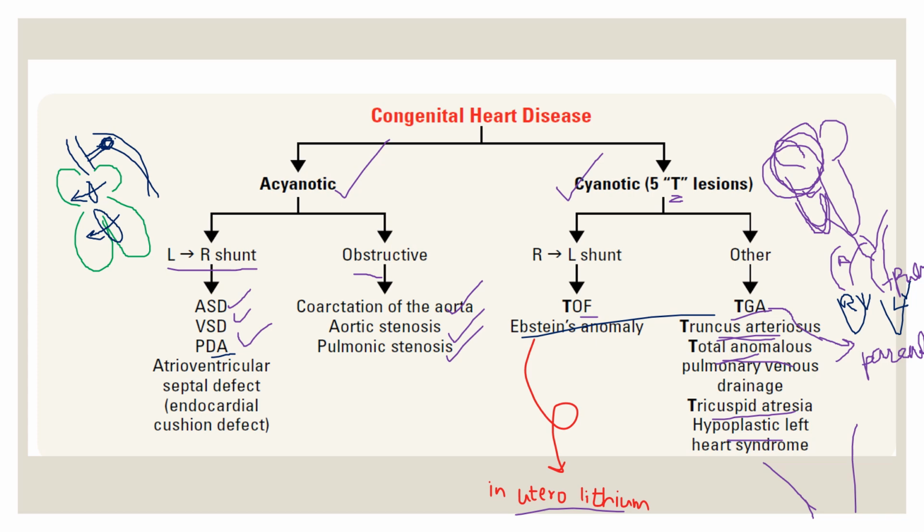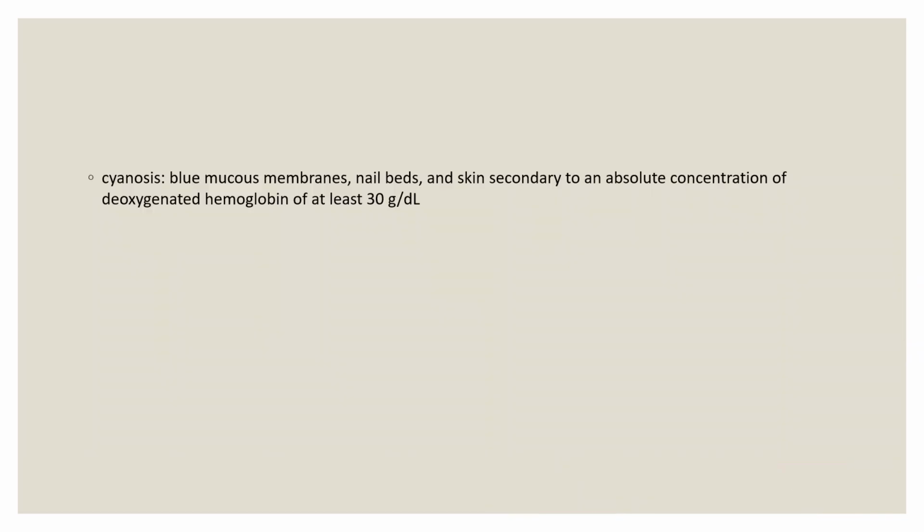ASD, VSD, and PDA may not be that severe because there is a left to right shunt, not cyanotic heart disease. They may need correction based on the symptoms. VSD, if it is very small, can close spontaneously also. So cyanosis is bluish discoloration of mucous membrane, nail beds, and skin secondary to an absolute concentration of deoxygenated hemoglobin of at least 3 gram per deciliter.